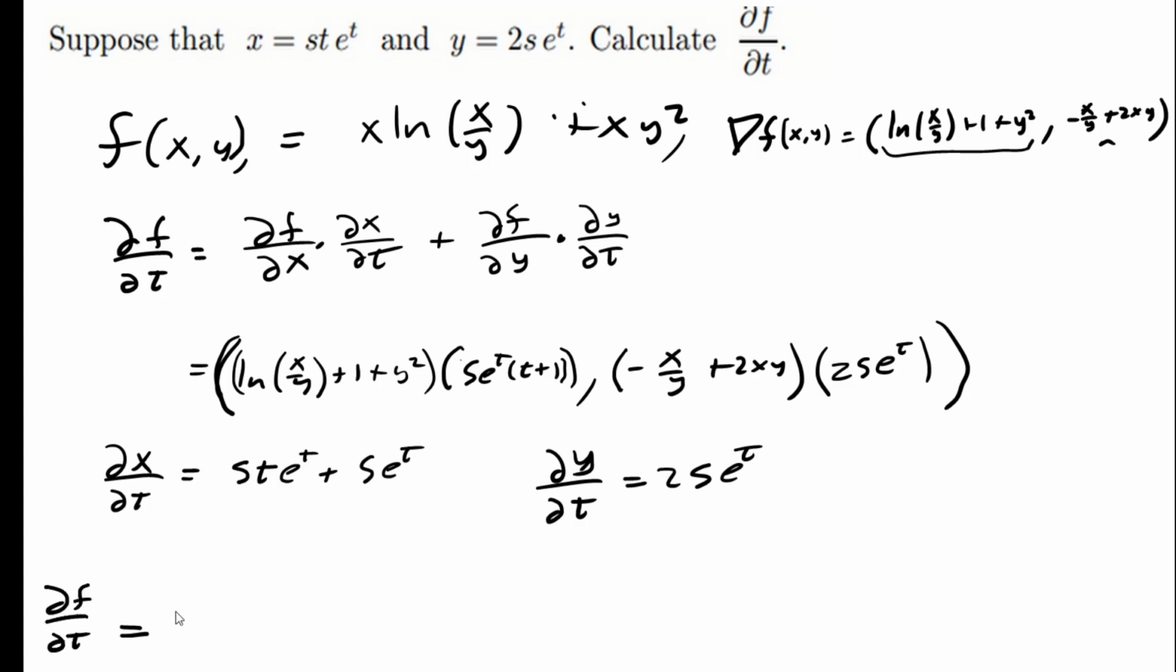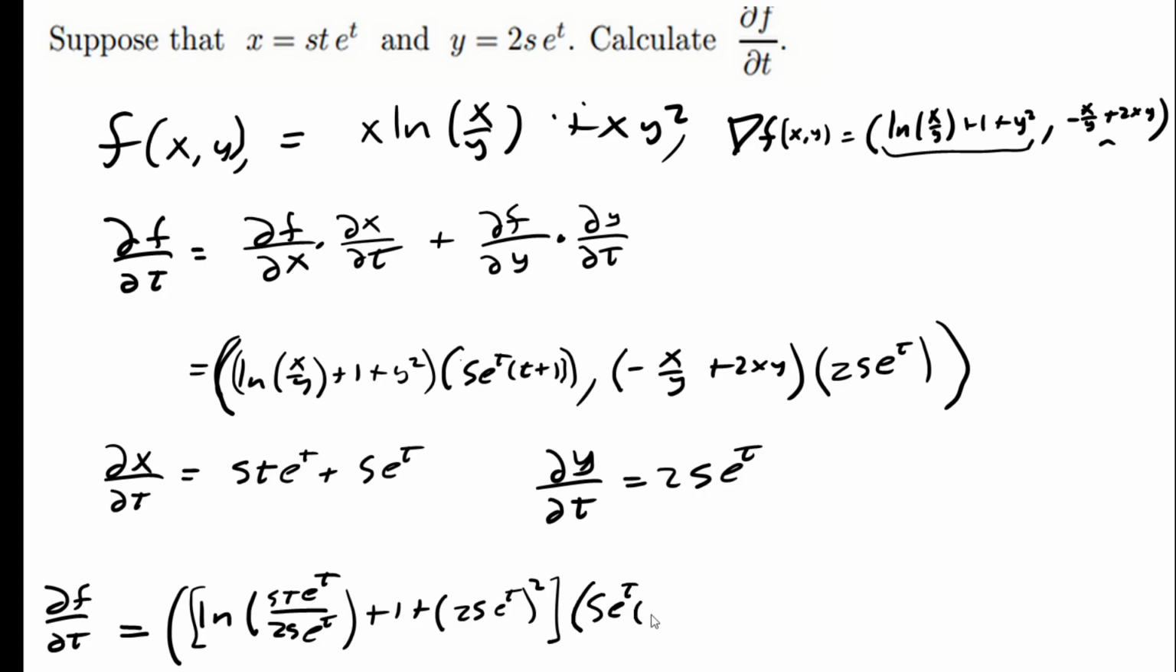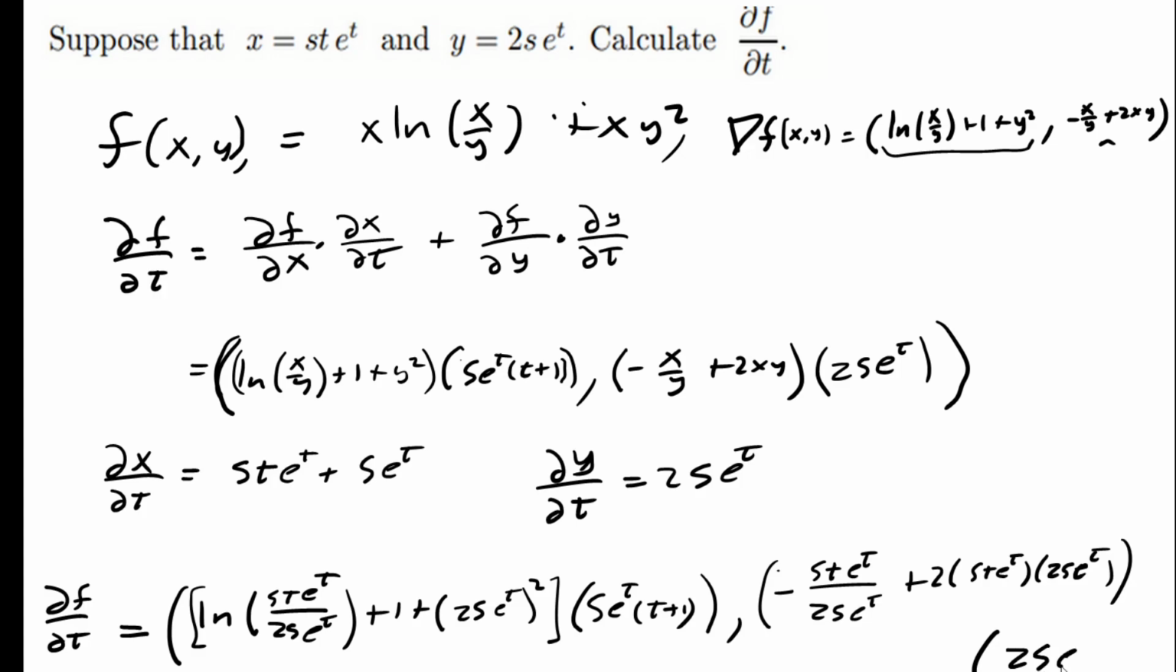So df dt is equal to ln of x over y plus 1 plus 2s e to the t squared, multiplied by s e to the t times t plus 1, and then I have minus s t e to the t, and then 2s e to the t, plus 2 s t e to the t, and then 2s e to the t, all that multiplied by 2s e to the t.